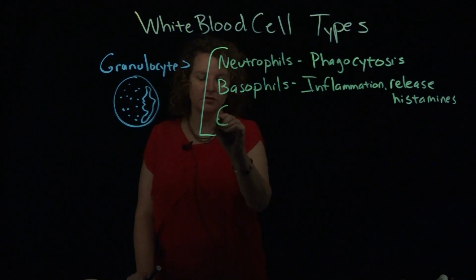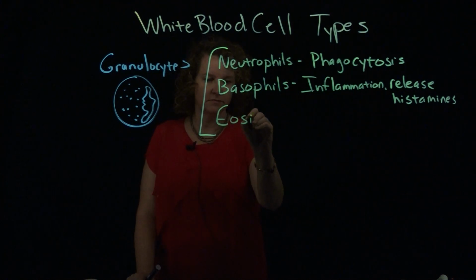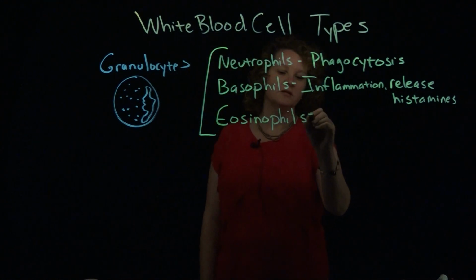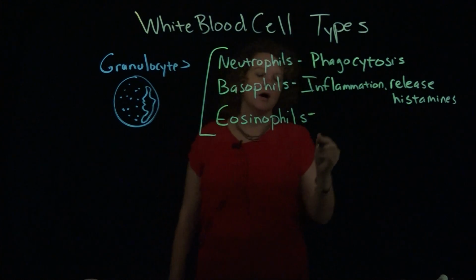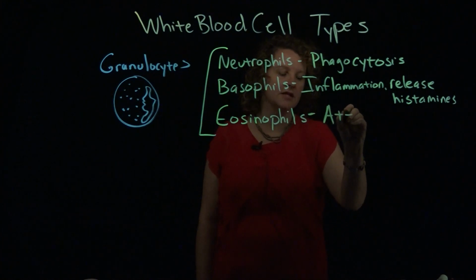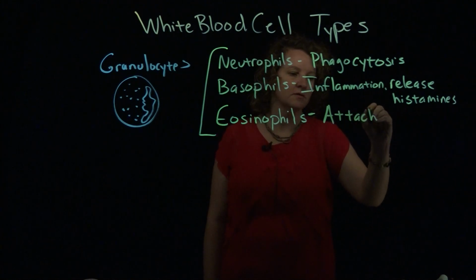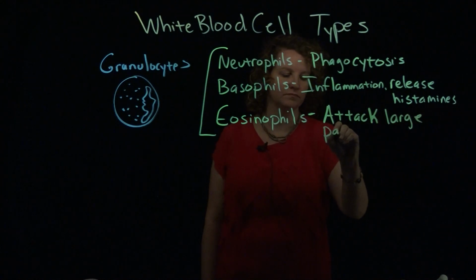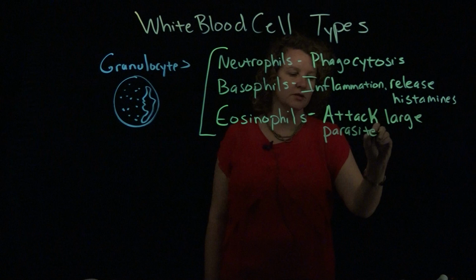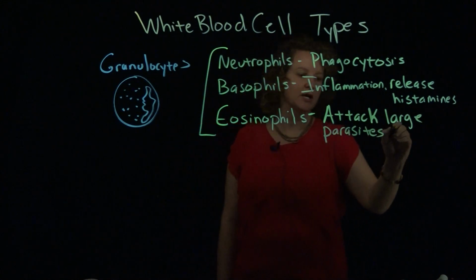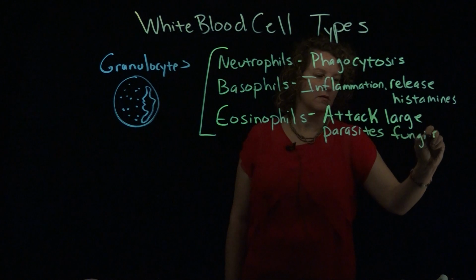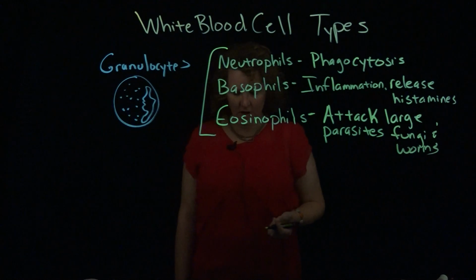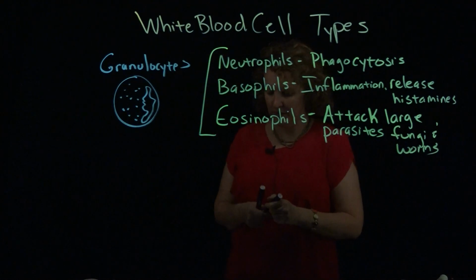And so the third type I'm going to list here are eosinophils. These are kind of small in number, but they have an important and unique role. They attack large parasites that are too big to be ingested, so things like fungi and worms. So sort of attack it from the outside and degrade it there. It also helps stimulate other reactions as well in the immune system.